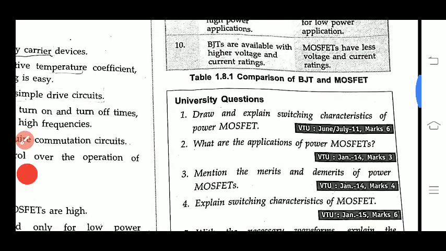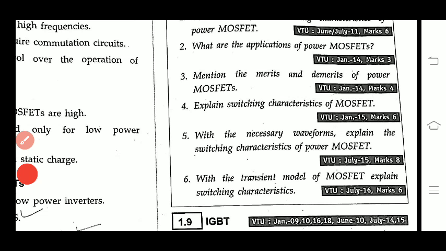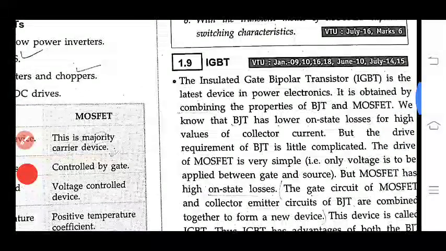What are the university questions you may get? Draw and explain the switching characteristic of power MOSFET, which we have just seen. Applications of power MOSFET. What are the merits and demerits? Switching characteristic, the switching graph we have seen. Necessary waveforms to explain the switching characteristic. Transient model of MOSFET: explain the transient model with respect to the switching characteristic. These are the university questions you may likely get. In the next class we will discuss the IGBT characteristic. Thank you.